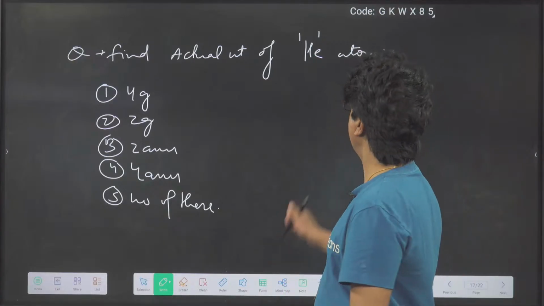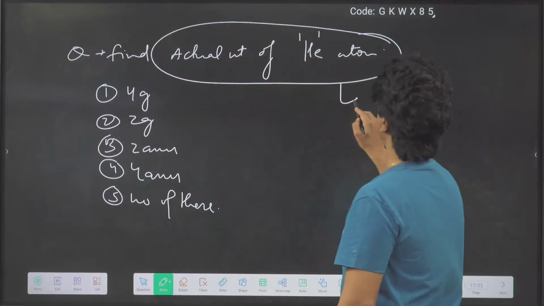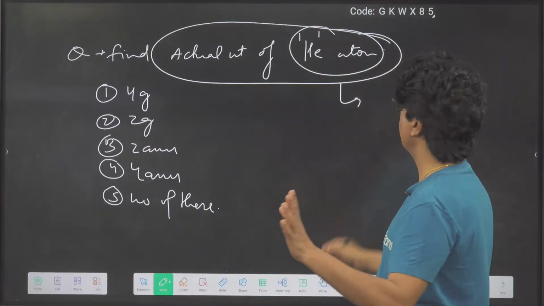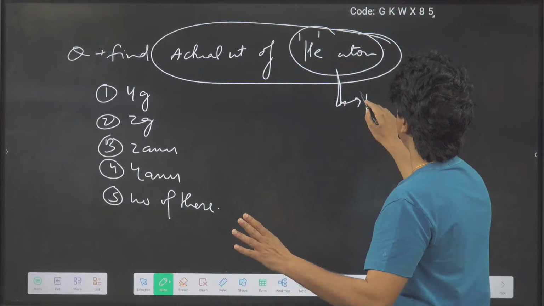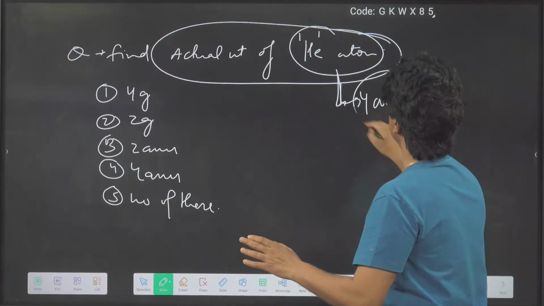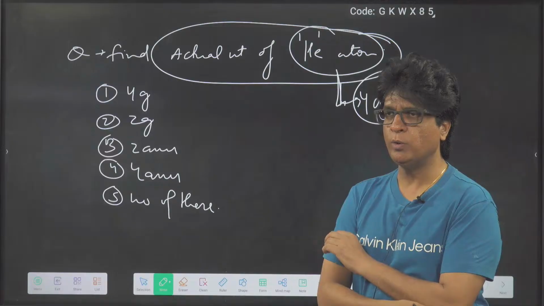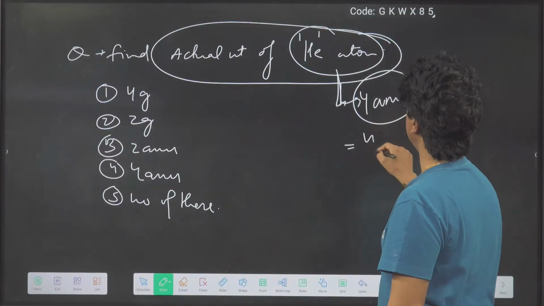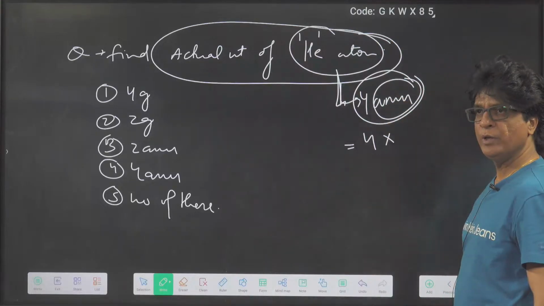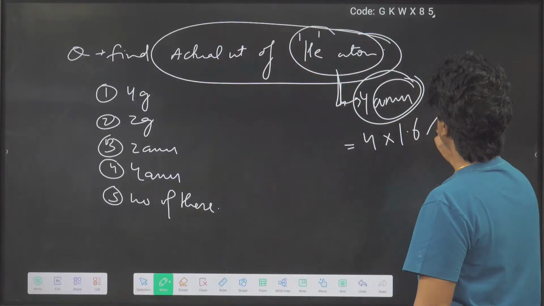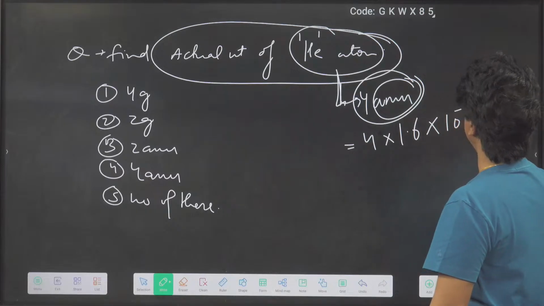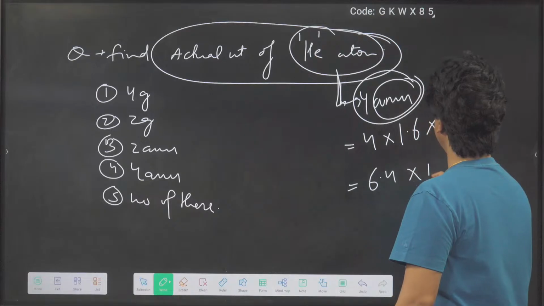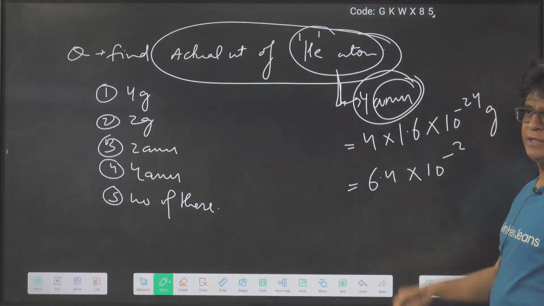So actual weight of helium atom is the weight of one atom of helium expressed in terms of gram. Now I know that for helium atom it is 4 AMU. Weight of atom or molecule is measured in AMU, right? Now I have to express this in terms of grams. So I'll convert AMU into gram by multiplying by 1.6 into 10 to the power of minus 24 grams. Is that clear?